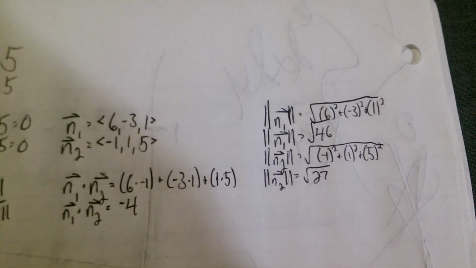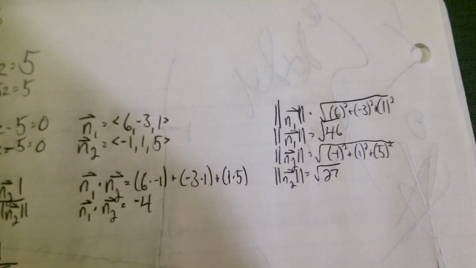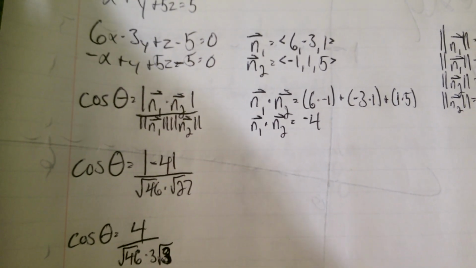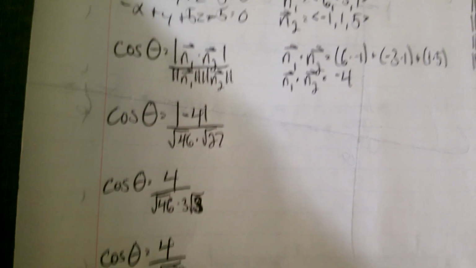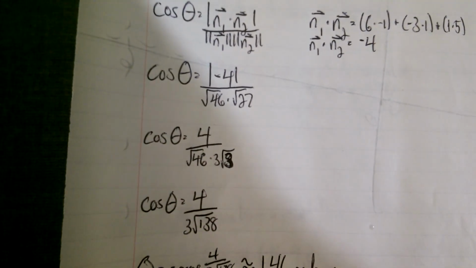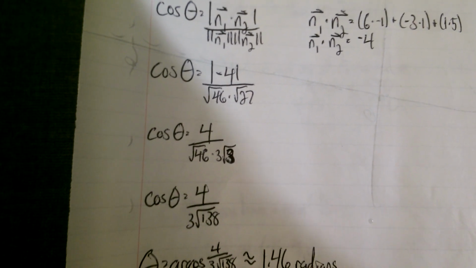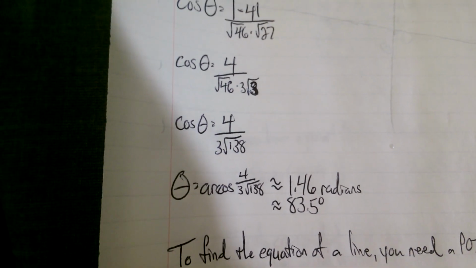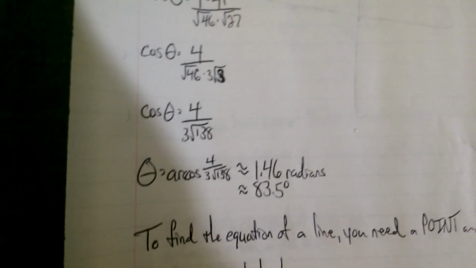And we've gone ahead and calculated the magnitude of both vectors, square root of 46 and square root of 27. So plugging those into the equation, we get the absolute value of -4 divided by the square root of 46 times the square root of 27. We clean that up a little bit, and we eventually get cosine of theta equals 4 divided by 3 times radical 138. We need to get theta, so we get it by itself, and theta equals the arc cosine of 4 divided by 3 radical 138, which approximately equals 1.46 radians, or 83.5 degrees.